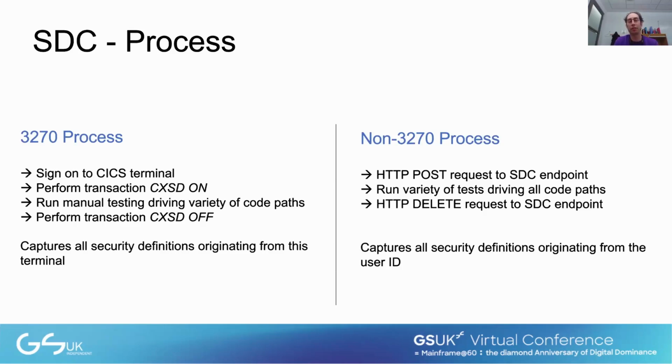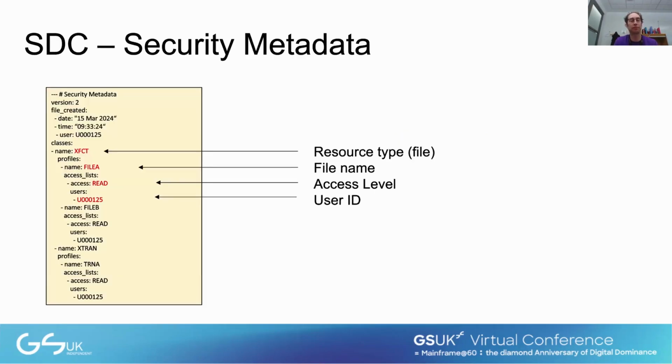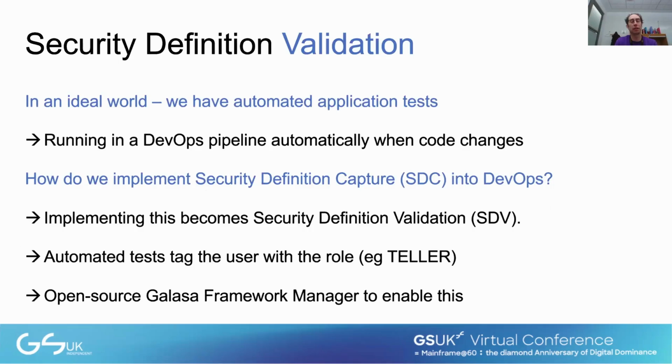The non-3270 process, so using a post and a delete, is not tied to the terminal, so that can capture a wide variety of activity, and that's aimed at capturing everything that a user is running. So the developer would turn that on, submit their workload, turn it off, and then process that. We've already seen an example of security metadata, so I won't go through that at this point, and we'll move on to the partner part of security definition validation.